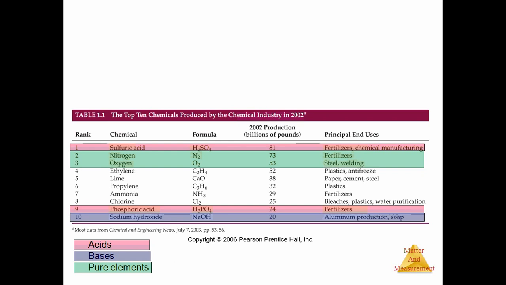Likewise, nitrogen and oxygen come in second, and those are pure elements, heavily used in chemistry for reactions, but also as fertilizers and in steel welding. Phosphoric acid, although found in fertilizer, can also be found in some sodas as a preservative. And then finally, the base sodium hydroxide is perhaps the most notable base out there, and perhaps the strongest, but it's used in aluminum production as well as soap production.